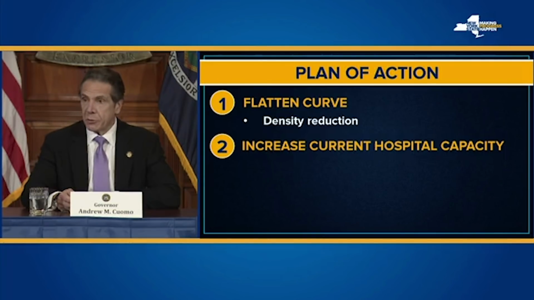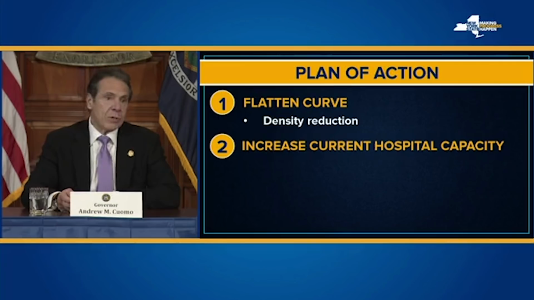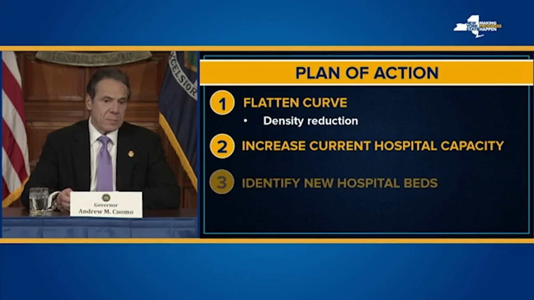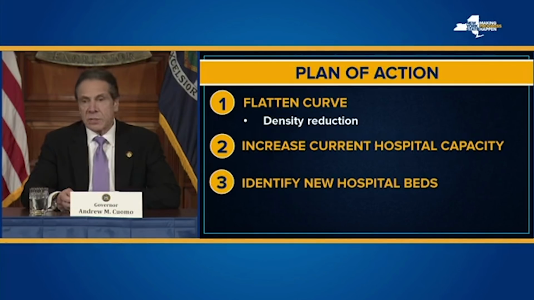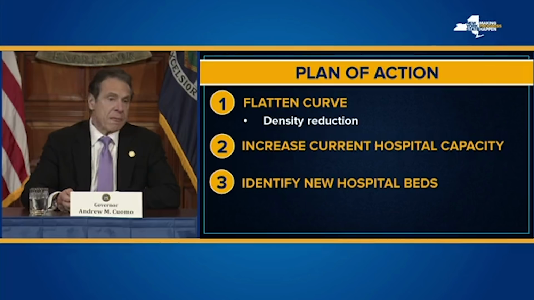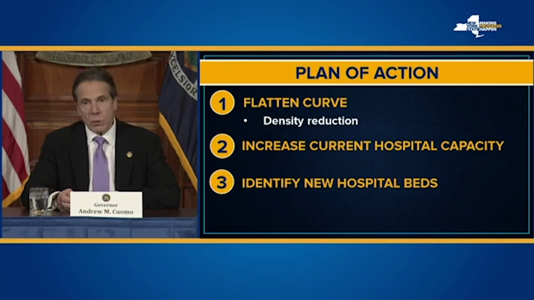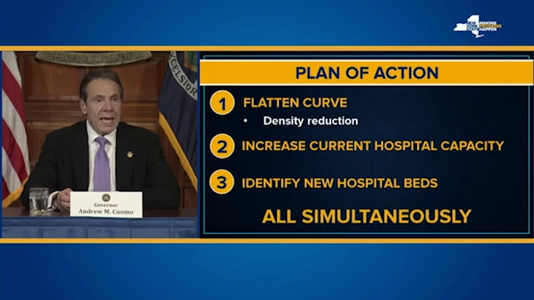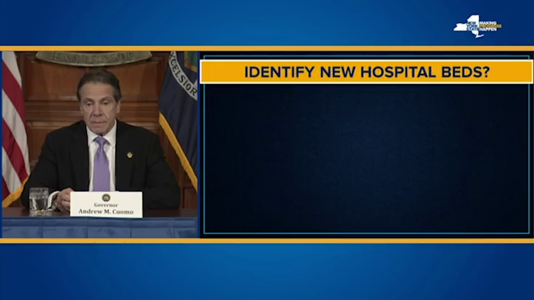Second, increase the current hospital capacity. Hospitals currently have 53,000 beds. How do you get more beds in your hospital? Third, identify new hospital beds. How do we increase the supply of hospital beds? Well, that's very hard when you're only talking about 45 days. So what? This is New York. There's nothing we can't do. And do all three of those things simultaneously, which is what we're doing.